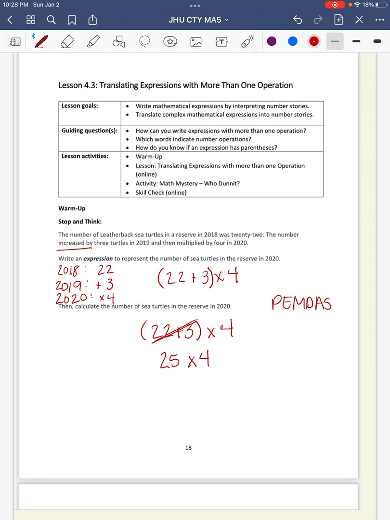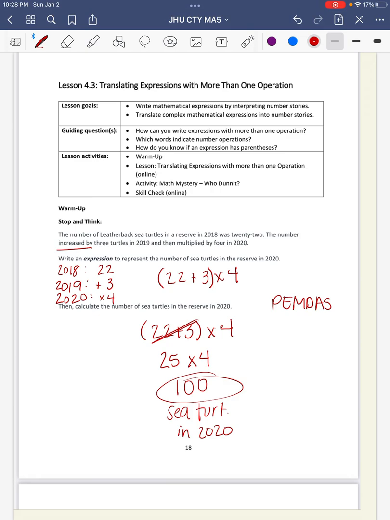Thinking in quarters, even if you don't know your multiplication tables, I know that a quarter is 25 cents and 4 of those make $1. So 25, or 4 25s is 100. So there were 100 sea turtles. I'll abbreviate here, sea turt in 2020. Okay, again, it's nice to give that context to your answers.